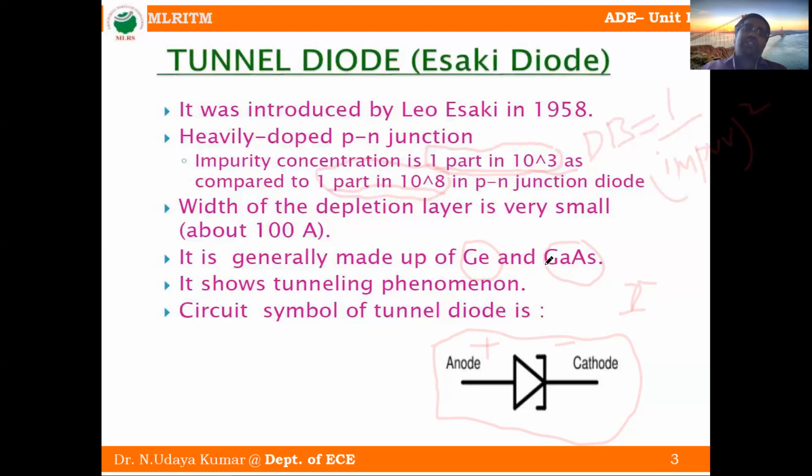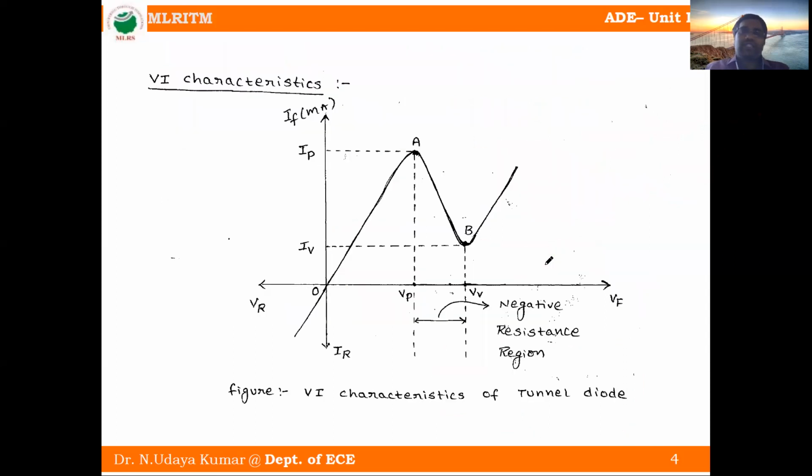Okay. So tunnel diode characteristics can be expressed in two ways. One is by using voltage and current characteristics, and the other method is the energy band diagram. So we will see them one by one. First we will see the voltage current characteristics of the tunnel diode.